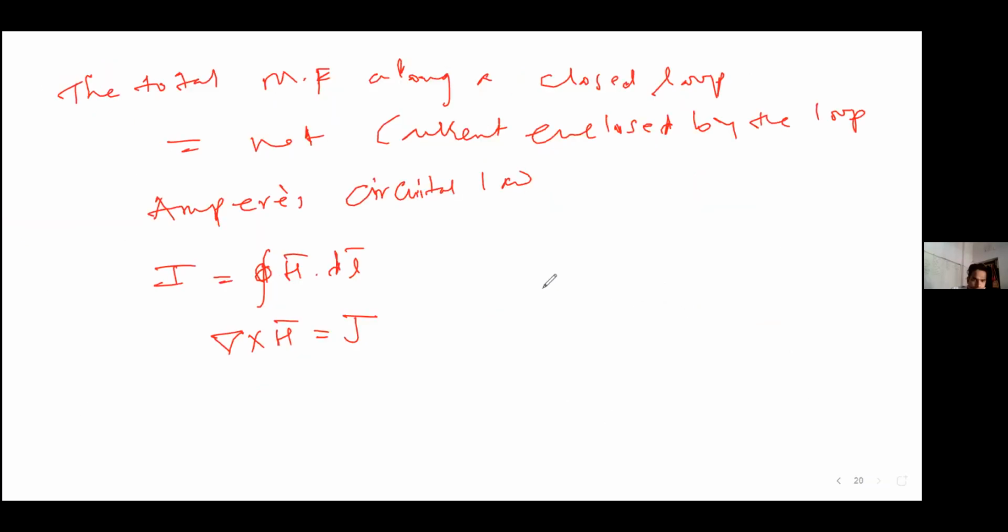Now we can solve some numericals based on this. Basically this involves taking a curl of a vector, taking a curl of H bar. You all have calculated numericals based on divergence and curl, right? You all know how to calculate curl in different coordinate systems.